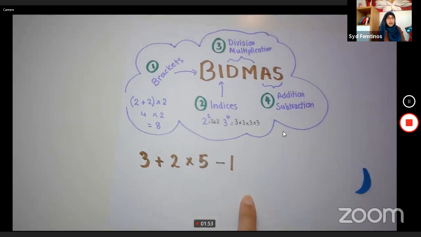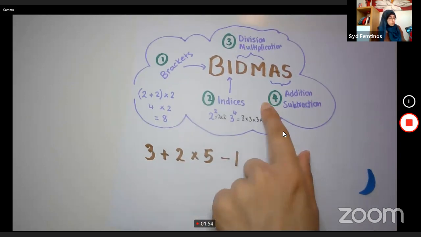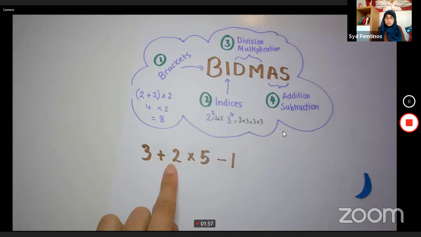Now, if you haven't come across BIDMAS before, you will do 3 plus 2, which will give you 5. Then you'll do times by 5. So 5 times 5 is 25. Take away 1 is going to give you 24. Okay, that's what you would get if you don't use BIDMAS.